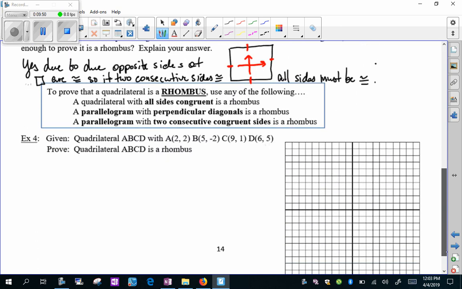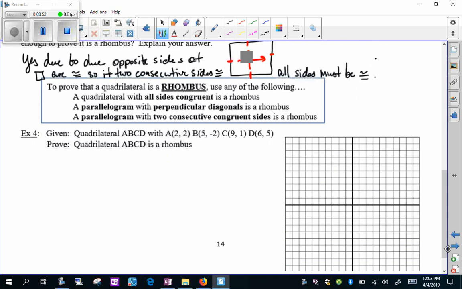All right, now, to prove you have a rhombus, because next we're going to talk about the coordinate plane, there are a couple of steps that you can take. One is to prove that all sides are congruent. You can prove that the parallelogram has perpendicular diagonals, or you can prove that the parallelogram has two consecutive congruent sides. All right, so what we're going to do is set up our quadrilateral on the coordinate plane, and then we're going to set up our coordinate proof. So I'm going to do that, so why don't you do that, and we'll talk in 1 second.